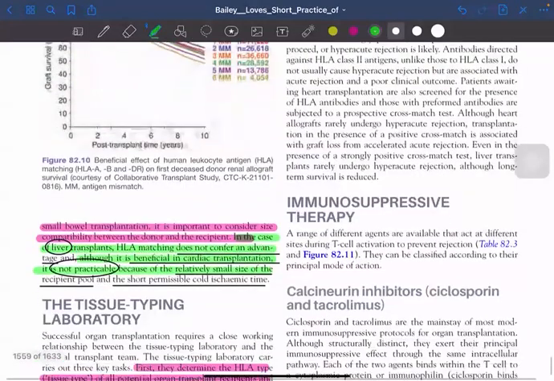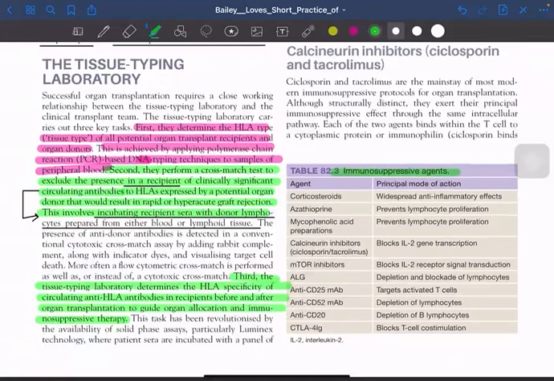The next important point is table 82.3. Table 82.3 shows us the various calcineurin inhibitors and immunosuppressive agents and how they function. The corticosteroids have a widespread anti-inflammatory effect. Azathioprine has an anti-lymphocyte proliferation action. Mycophenolate mofetil also has an anti-lymphocyte proliferation action.